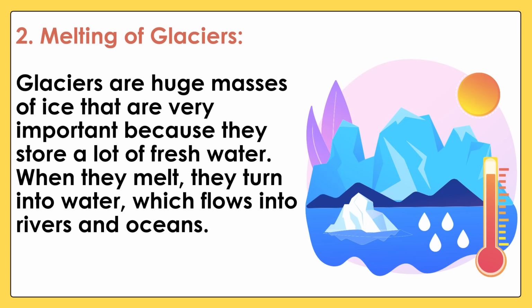Number 2 is melting of glaciers. Glaciers are huge masses of ice that are very important because they store a lot of fresh water. When they melt, they turn into water which flows into rivers and oceans.